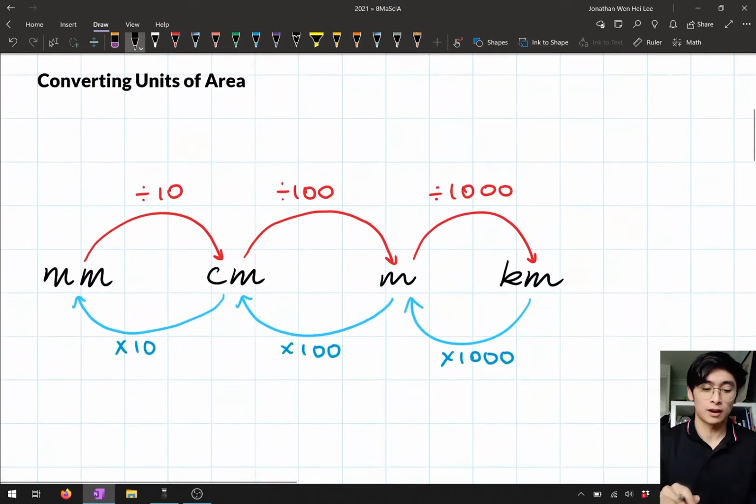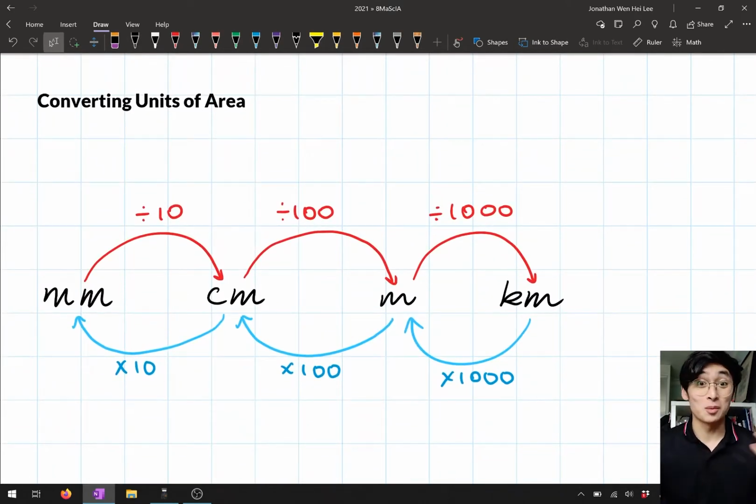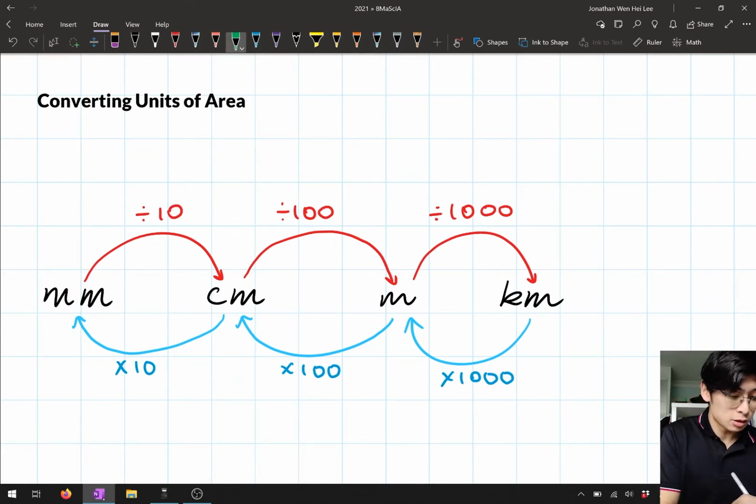So, converting units of area. You might recall two lessons ago when we were converting between units of length, we looked at this diagram. Here we remembered that 1 centimeter was 10 millimeters, 1 meter was 100 centimeters, and 1 kilometer was 1000 meters. We could use this to help us convert between different units. We noticed that if we went from small units up to big units, we divided, and if we went from big units down to small units, we multiplied. Now, we are dealing with units of area, so we want to deal with millimeters squared, centimeters squared, meters squared, and kilometers squared.